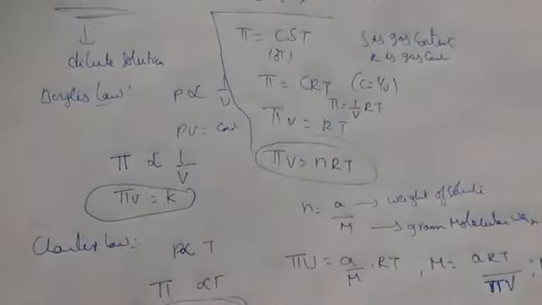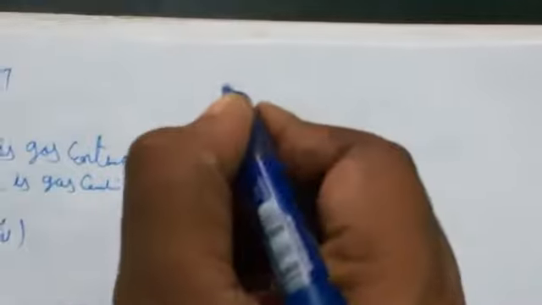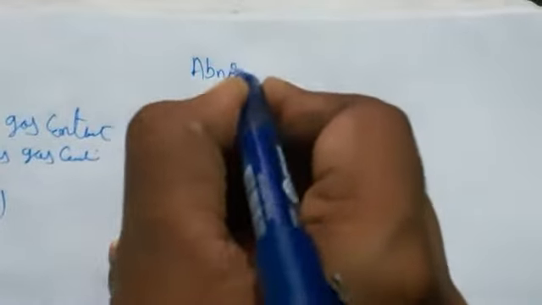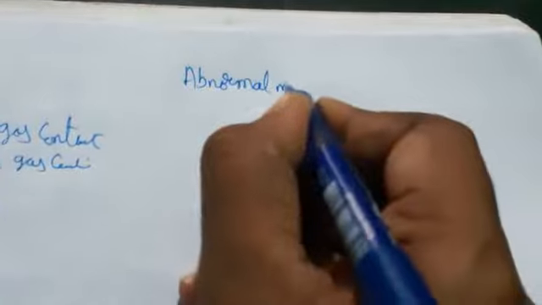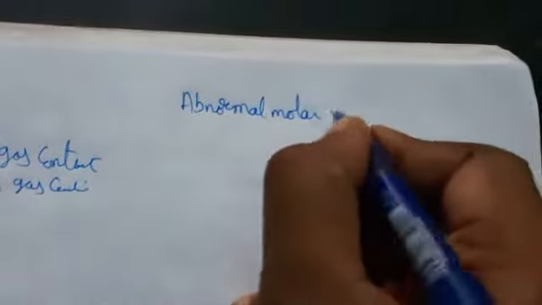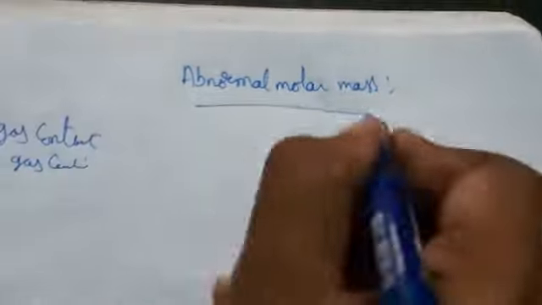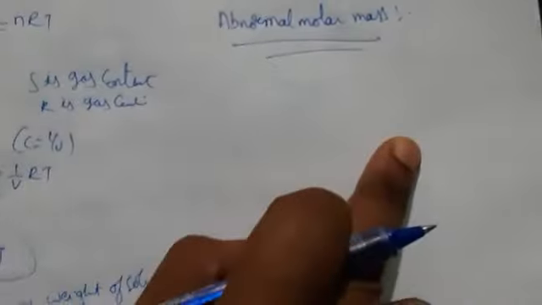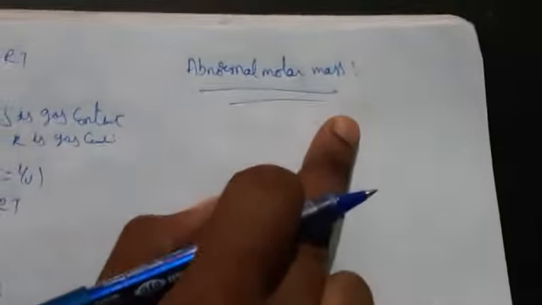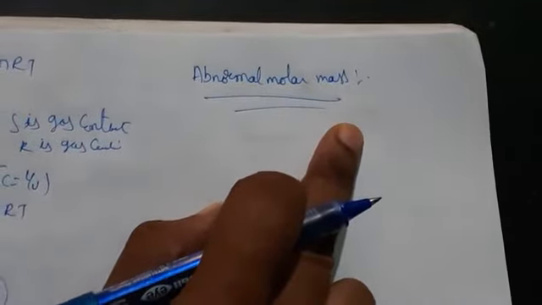Generally, the Van't Hoff factor is this one. Okay, so now we are having abnormal molar mass. Abnormal is nothing but to find the normalities. Okay, so normality of molecular weight we are going to find.